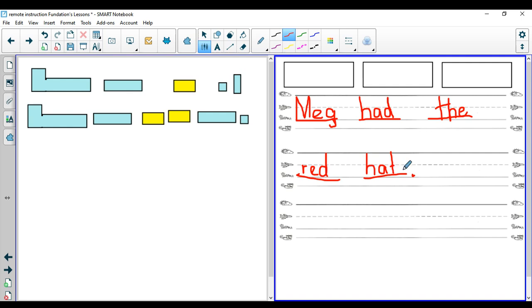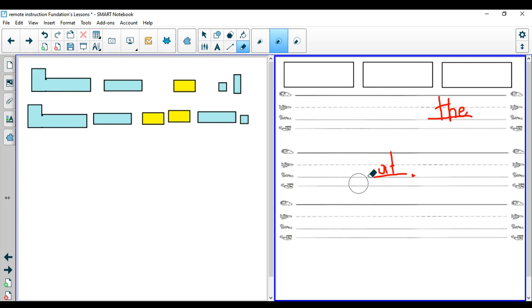And you just wrote a sentence. Let's check our work. Do you have a capital letter? Did you leave spaces in between your words? Did you put a period at the end? If you did those things, you did a great job on our sentence. Meg had the red hat. I'm going to erase that sentence because we're going to write one more today. So you can just move on to a new spot on your paper.